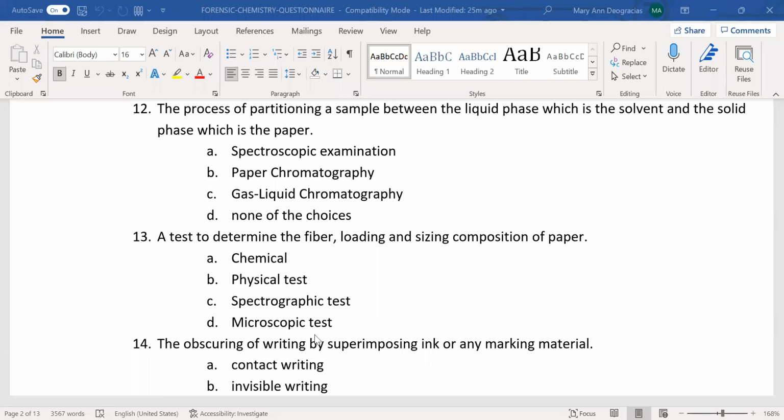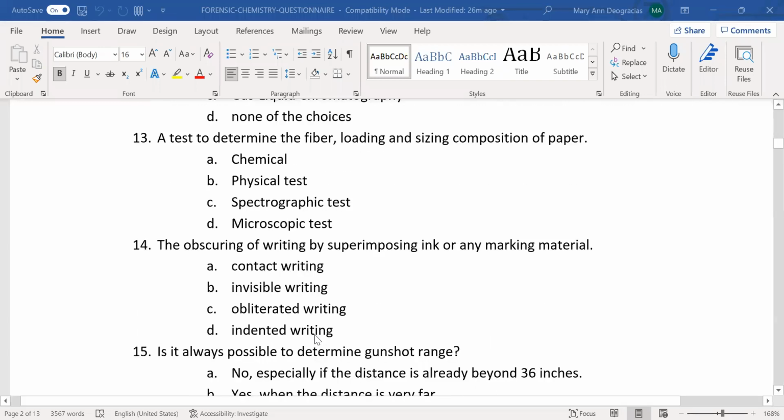Okay, next. It's the obscuring of writing by superimposing ink or any marking material. Anong ibig sabihin ng obscuring? Yung document yan, tapos papatungan mo pa ng panibagong ink. Okay, from the term. Letter, all right. So letter C. Madali lang yung number 14 na tanong.